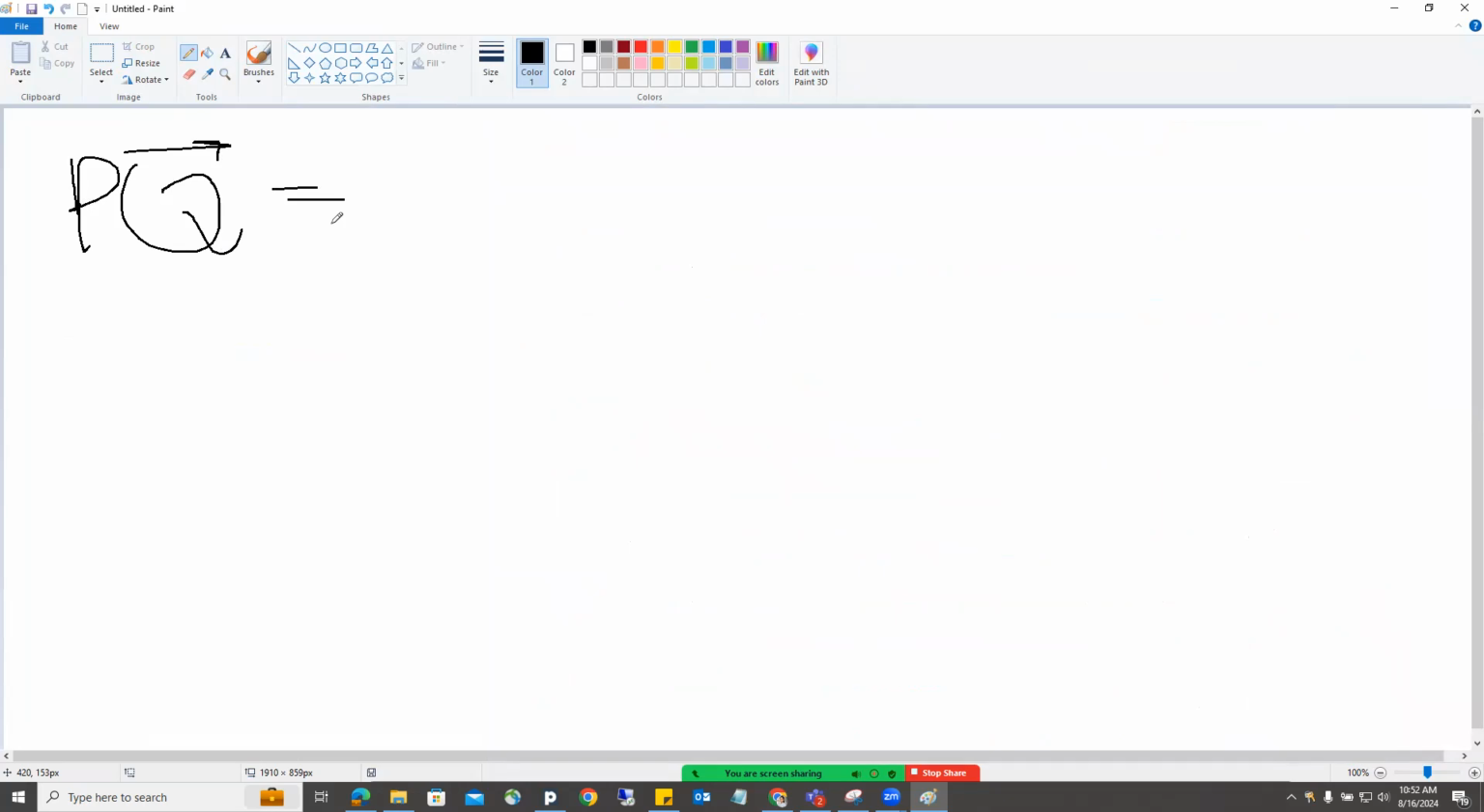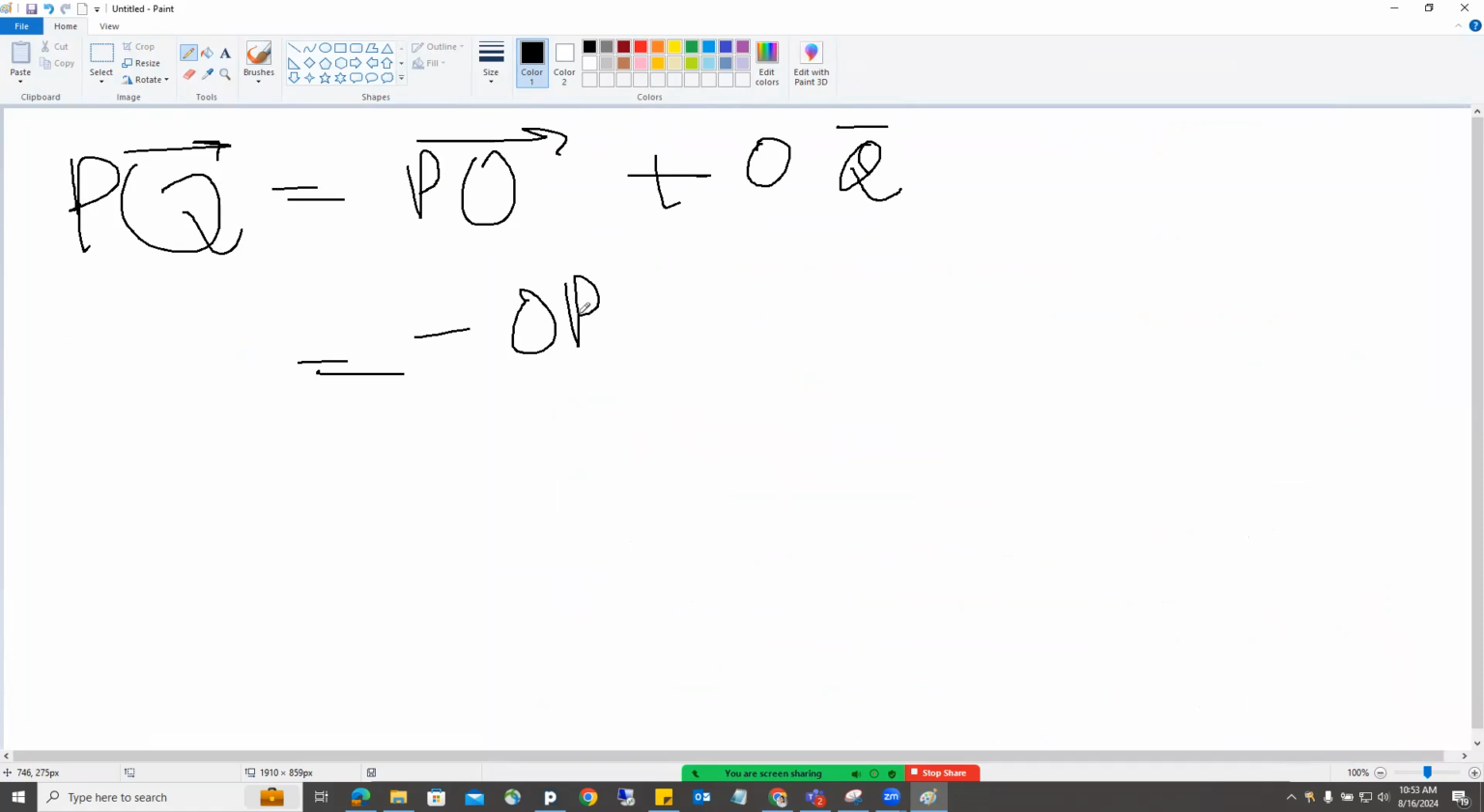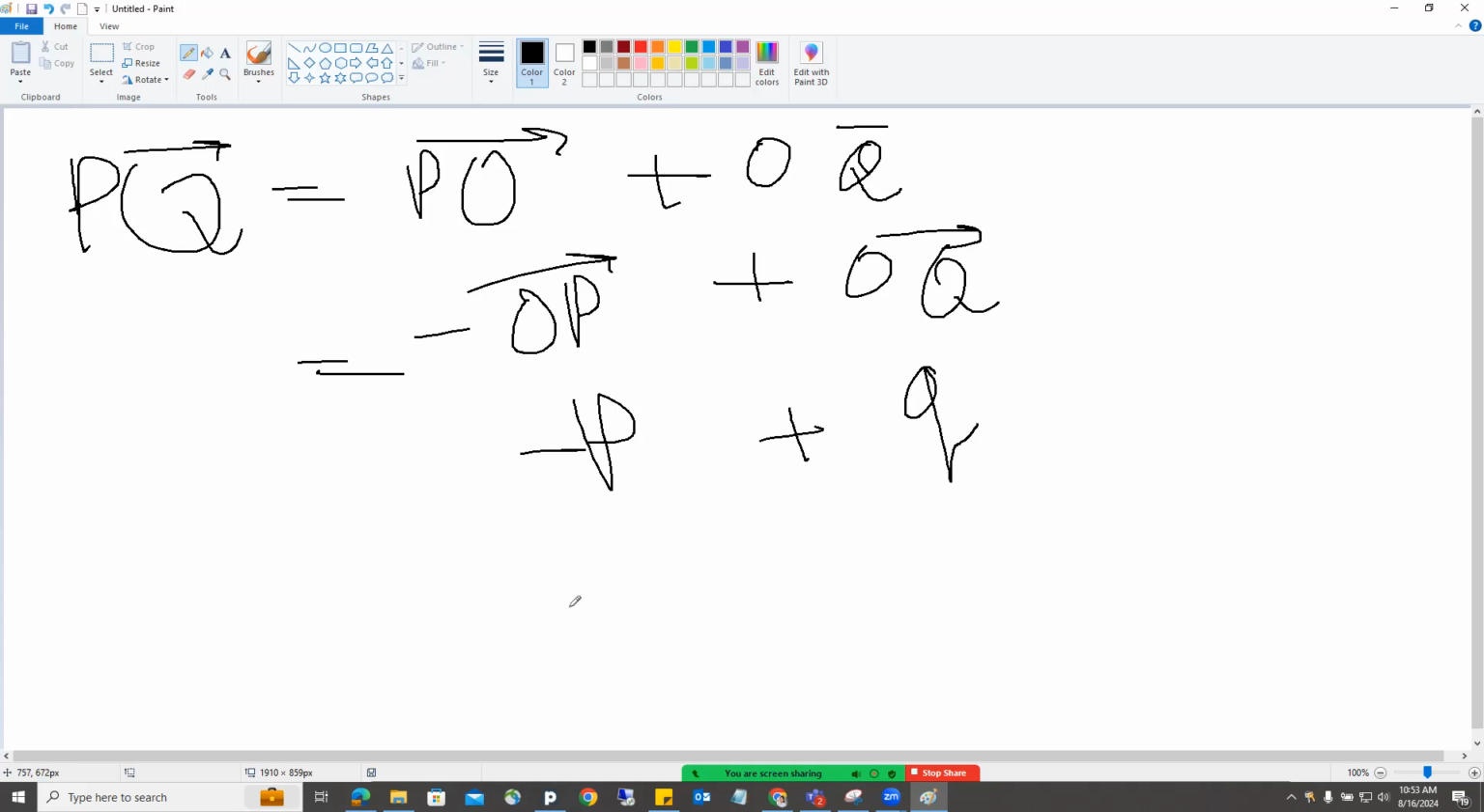We need to consider it from the origin. So PQ vector means PO vector plus OQ vector. Here PO vector means minus OP vector. So minus OP plus OQ. The OP vector means P, and OQ vector means Q, that is Q minus P. Is it clear?